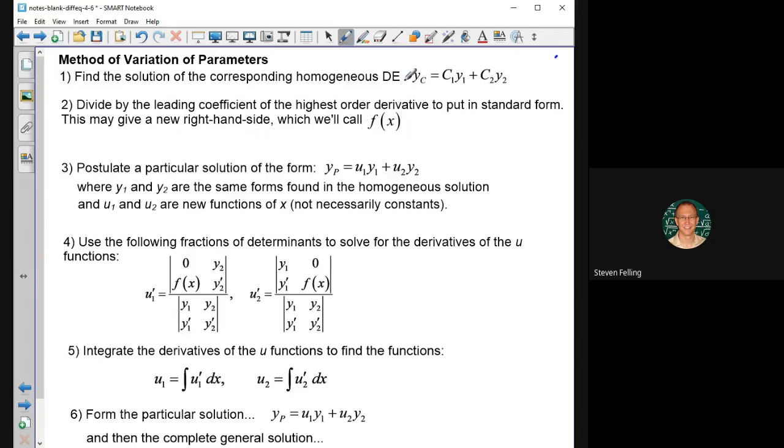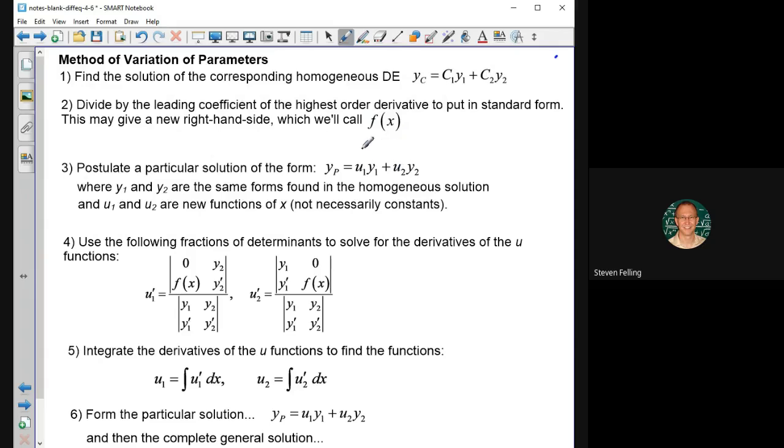Then you postulate a particular solution that's of the form some function u times whatever you got in your corresponding solution. Basically you take every term in your corresponding solution and you tack on a function u, kind of like when we did reduction of order earlier. So these are currently unknown functions, right?